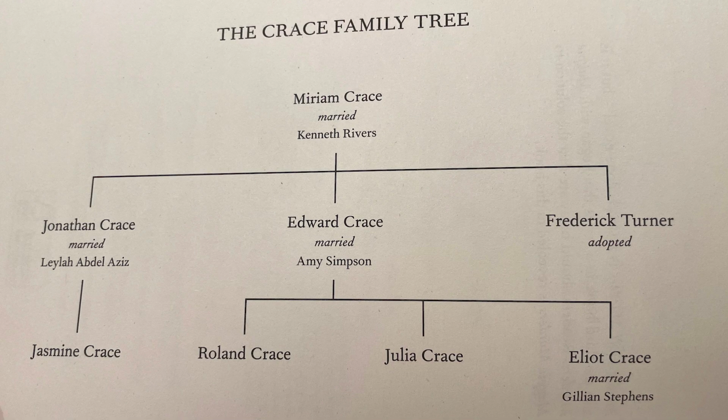Miriam Crace is about to sell away the rights to the Little People, and she mysteriously dies. After her death, where do you think the rights go? They probably go to her husband, Kenneth Rivers. He dies, it feels like a year later, so the rights aren't with him anymore. Where do they go next? They go to maybe the oldest son, Jonathan Crace.